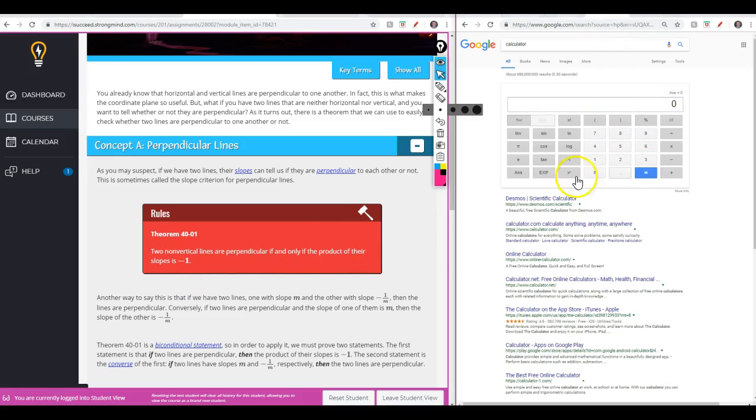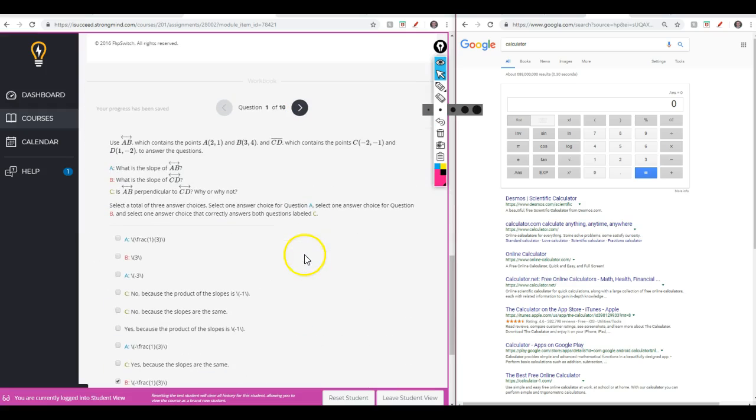So I'm looking to see if I multiplied 3 and -1/3 together, would I receive -1? Yes. So yes, because the product of the slopes is -1.